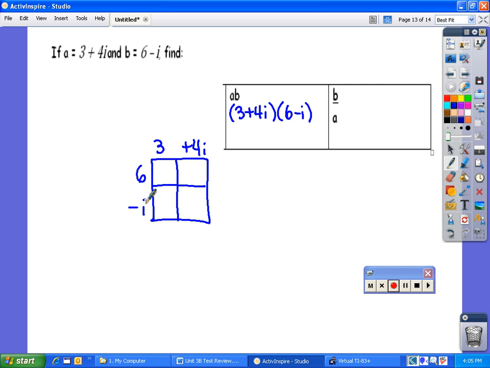And a lot of you skip this on the homework, and you shouldn't have, because it's going to be on the test. Stop skipping stuff you don't know. Come in for help. So 3 times 6 is 18.